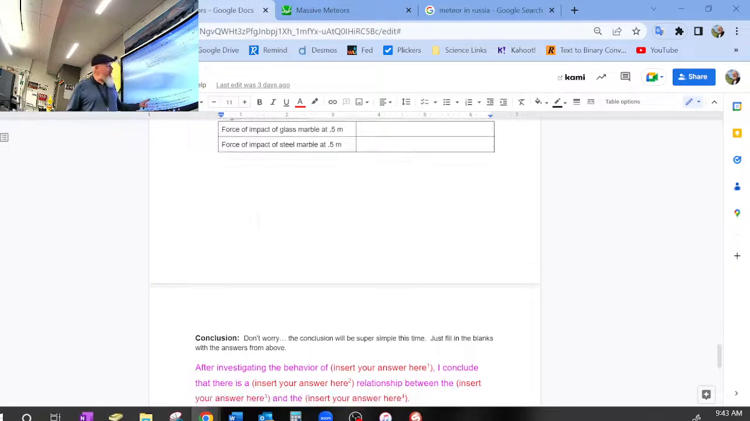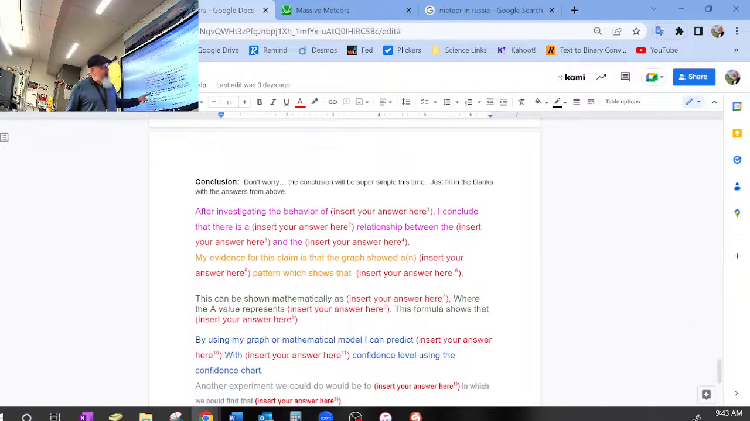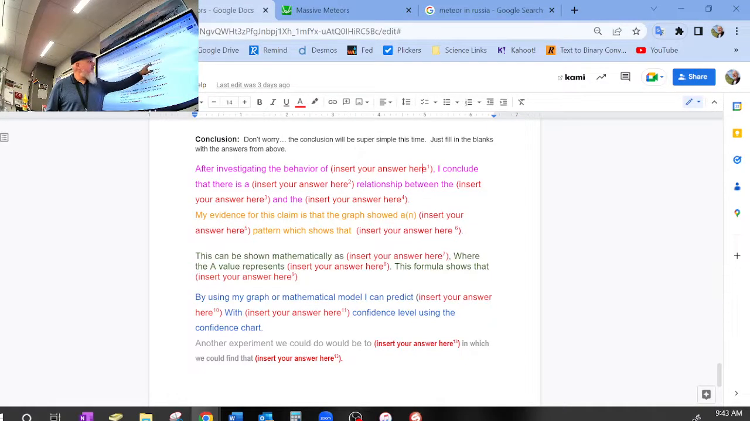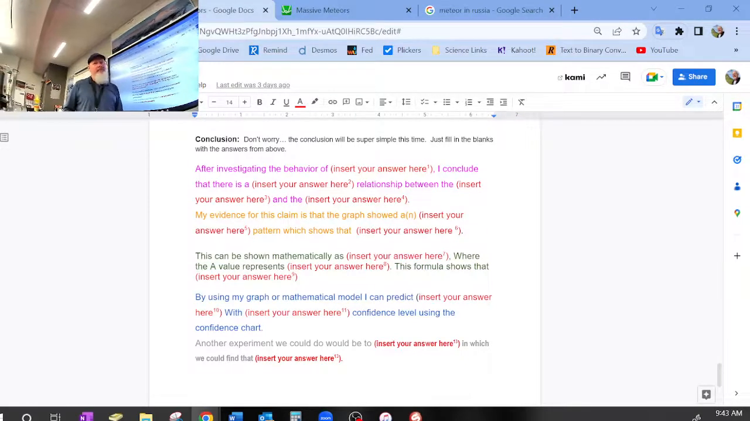Why did I do it that way? Well, when it's time to actually write the conclusion, this is how you write the conclusion. I've done it almost all for you. So this should be an easy lab to do. After investigating behavior, see it's written in paragraph form, after investigating this behavior of the insert question here, and you'll notice that it says right after the word here, there's a little 1. Literally the answer to question number 1. That's what you're putting in that blank.